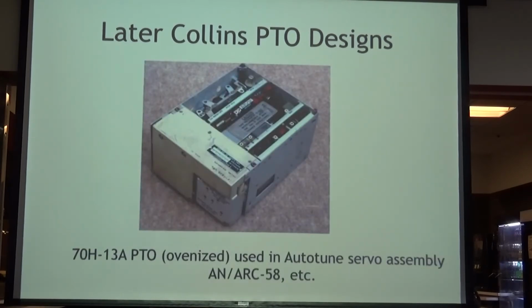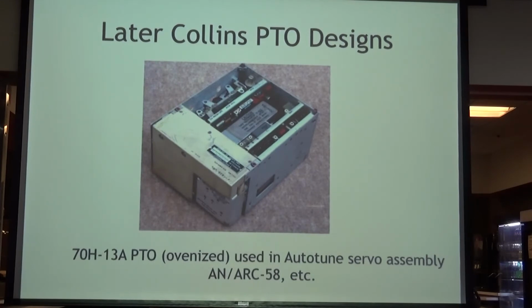Here's what I own: one of these, not the whole thing, just this right here. That's the 70H13, and the A version has an oven in it, so it keeps it on frequency, not only because of being a PTO, but also a very stabilized temperature. This was used in the ARC 58 series and a lot of airborne radios. This brought the frequency control into the auto-tune world.